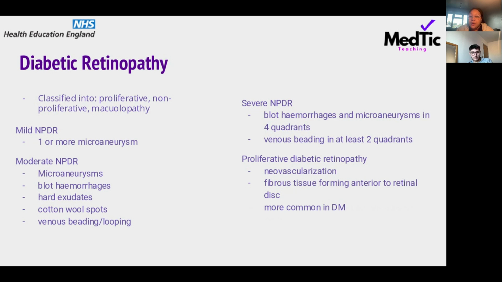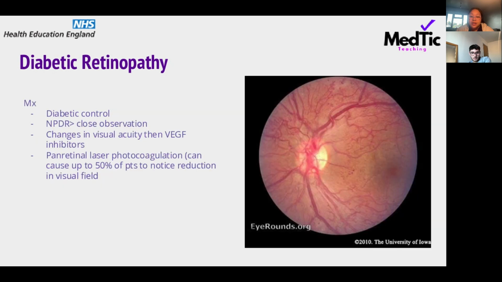So features include aneurysms, blood hemorrhages, hard exudates, the features that we saw in the previous slide. And specifically for proliferative diabetic retinopathy, you're looking for neovascularization. I've got an image on the next slide that we'll show shortly. It can be quite common with proliferative diabetic retinopathy, more common in type 1 diabetics as well. If we can move on, please, to the next slide.